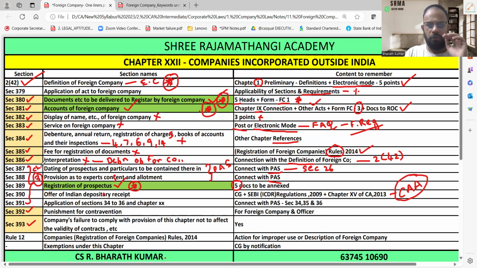Are we clear? Till 390 we have covered. 391 is application of 34 to 36 and chapter number 20. What is this 34 to 36? 34, 35, 36 is civil liability and criminal liability. So they will talk about if you do anything mischievous or anything against the provisions, are you liable from the civil side and criminal side?